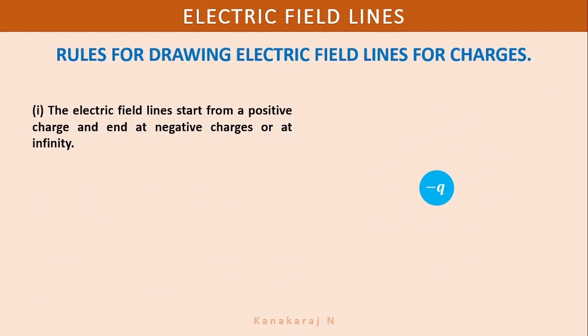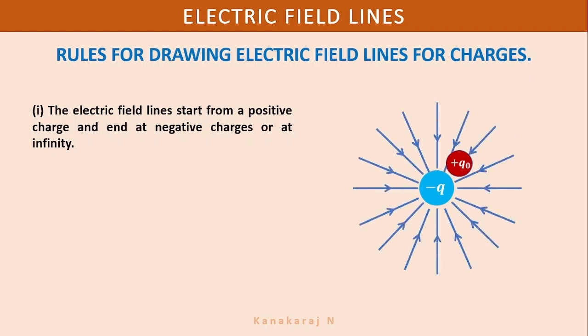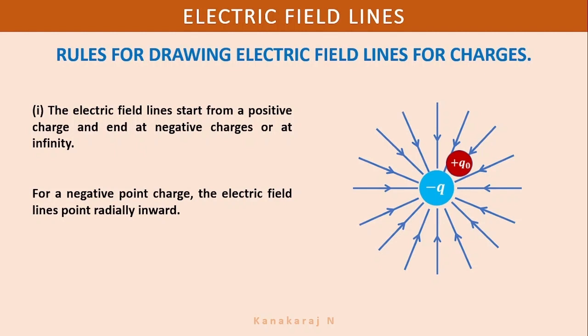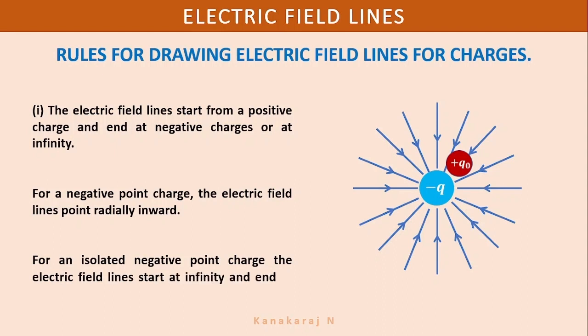This is a negative point charge, an isolated negative source charge. Now, a test charge is placed in the electric field. This test charge is attracted by minus Q. Now, how would the electric field lines be formed? It would be like this. These electric field lines show the direction of this test charge towards minus Q. For a negative point charge, the electric field lines point radially inward. For an isolated negative point charge, the electric field line starts at infinity and ends at the negative charge.